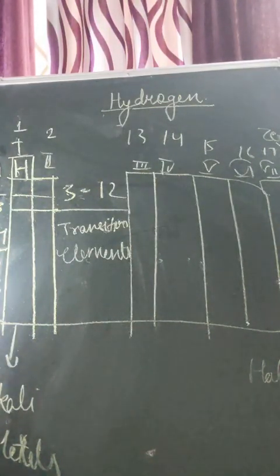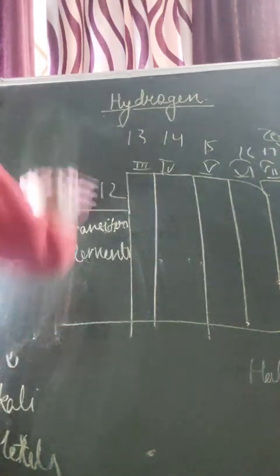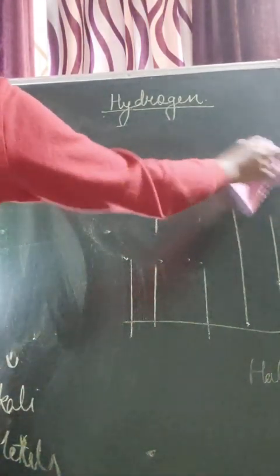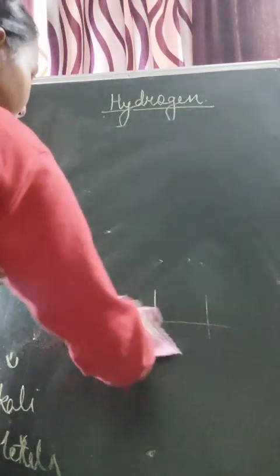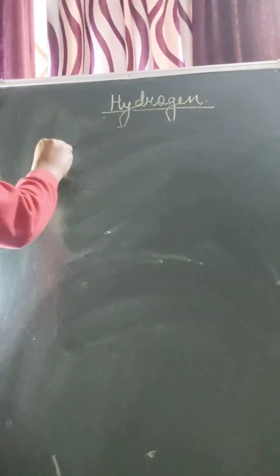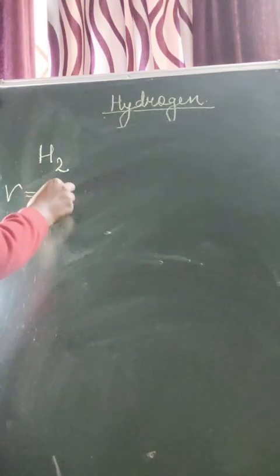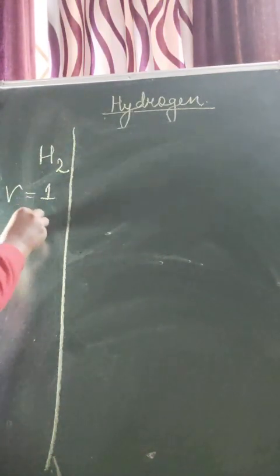Now, what is the symbol of hydrogen? How do we denote hydrogen? Hydrogen is denoted by H2. Note hydrogen by H2, the molecular formula. The valency is 1. Valency is 1. The electronic configuration is 1.